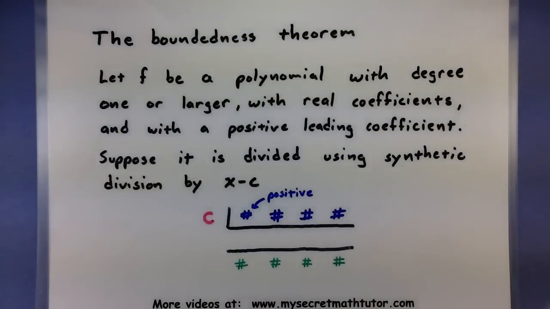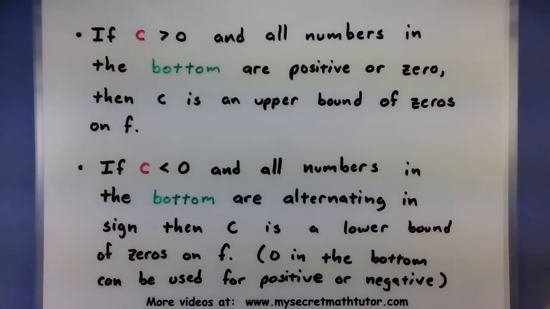Now by looking at the bottom row, and depending on what value of c we used, we can figure out lots of information. Here's what the theorem tells us. If the value of c was greater than 0, and all the numbers in the bottom are positive or 0, then we know that c, that thing that we're dividing by, is an upper bound for all the zeros of f. Now that means that there are no more zeros larger than the one we just tested. There's nothing larger than that one.